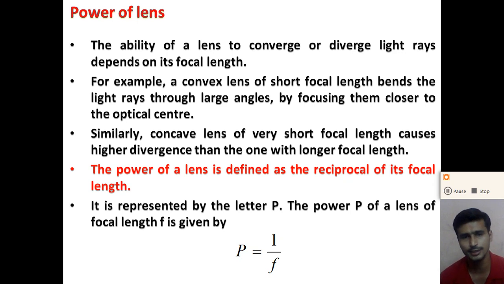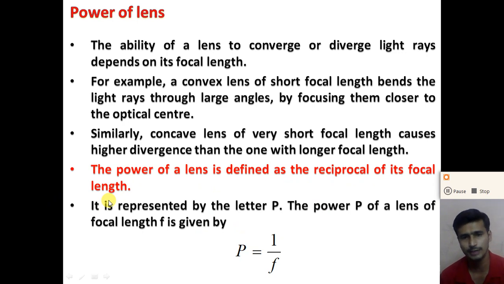And if we consider a very large focal length, the convergence or divergence of the light rays is at a small angle. So the power of a lens is nothing but the ability to converge light rays. The ability to converge or diverge the light rays is called the power of the lens, and it depends on the focal length, right?